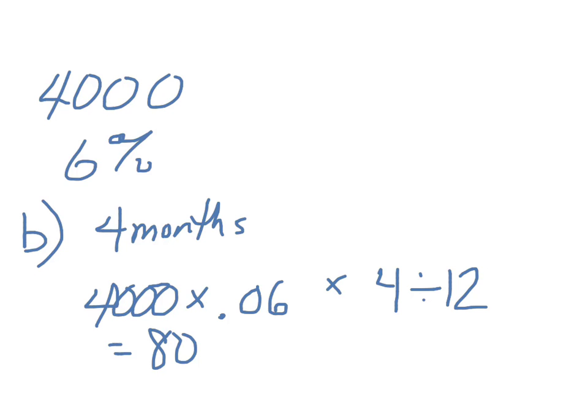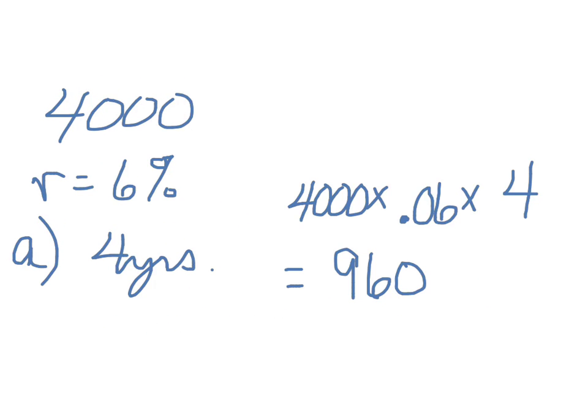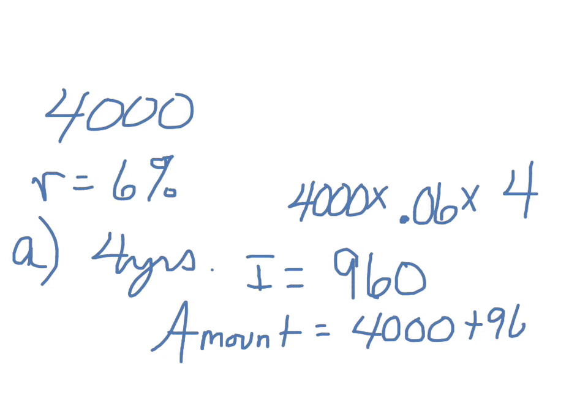Now, real quick, I got to do one thing. I got to back up to part A. I forgot something. Did anybody notice what I forgot? This was the interest. Did it also ask you for how much was in the account? Yeah. So what's 4,000 plus 960?